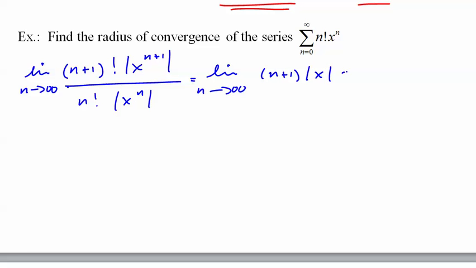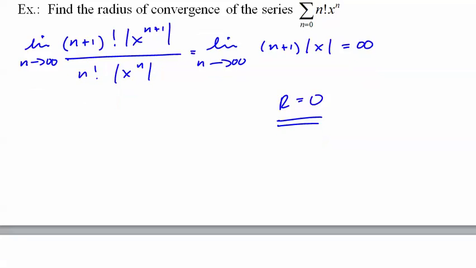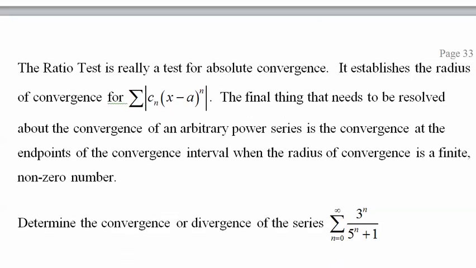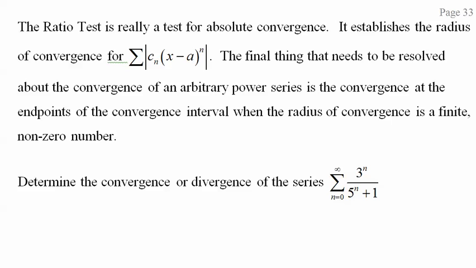So there is no interval of convergence. It only converges when x equals 0, which seems kind of weird, and it converges to 0 in that case. So we say r equals 0, which basically means it does not have a radius of convergence, but hey, that's how those calc maniacs do this. So the ratio test is really a test for absolute convergence. This is what we messed with before. It establishes the radius of convergence for some term centered at a.